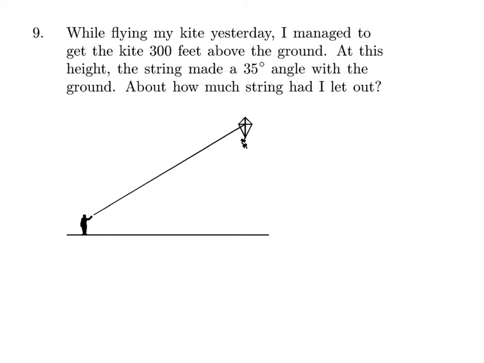While flying my kite yesterday, I managed to get the kite 300 feet above the ground. At this height, the string made a 35-degree angle with the ground. About how much string had I let out? We have a right triangle here. Here's my acute angle. The string would be the hypotenuse of the right triangle.